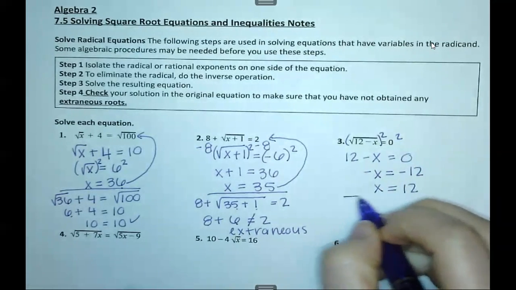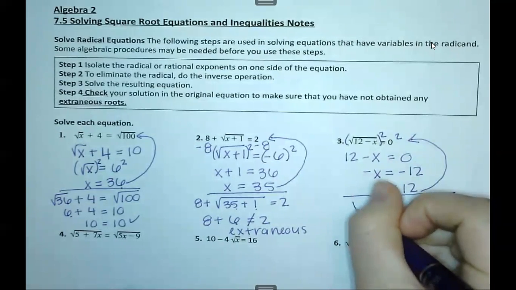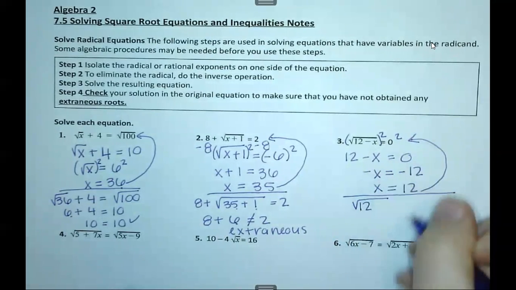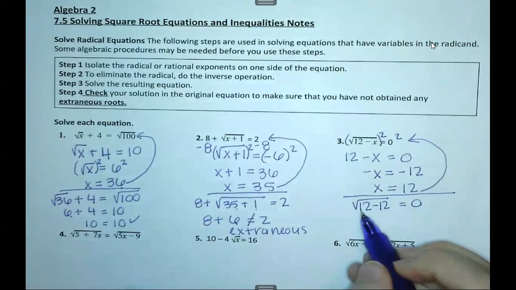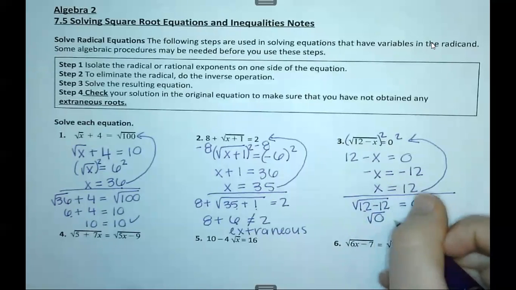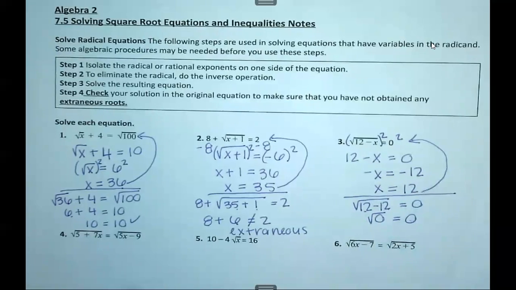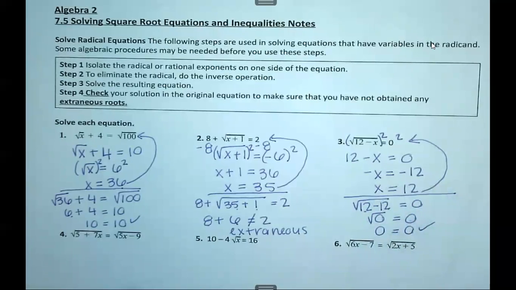All right, now we are going to check that 12 in the original to see if it works. So I would have 12 minus 12 underneath the square root is equal to 0. Well, 12 minus 12 is 0. So I would have the square root of 0, and the square root of 0 is 0. So this one works.